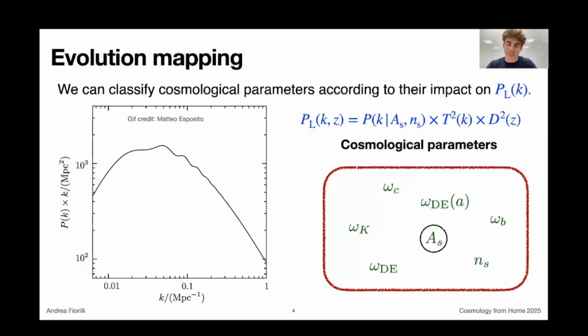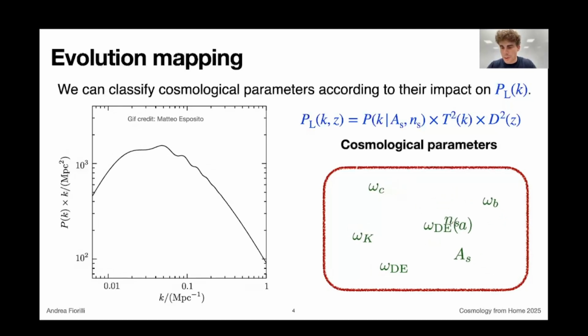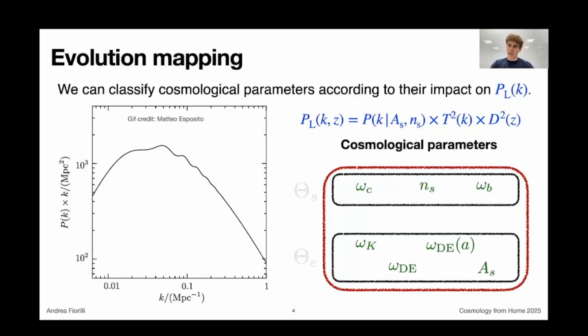While there are other parameters, such as the physical density parameters of cold dark matter and baryons, that do something more complicated. They change the shape of the curve that we see. This is the same for the spectral index NS. And so we can split the parameters in those that change the shape of the linear matter power spectrum, the so-called shape parameters, and the others, the ones that do just as AS. They just rescale the amplitude. We call these the evolution parameters.